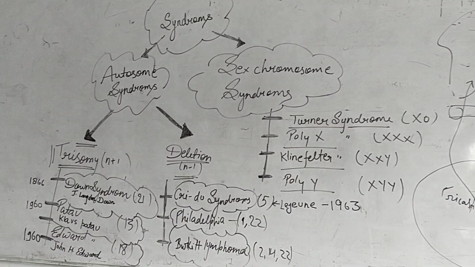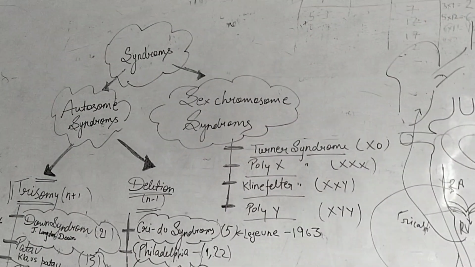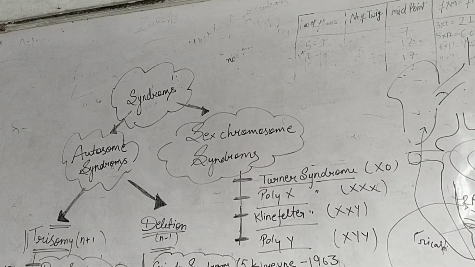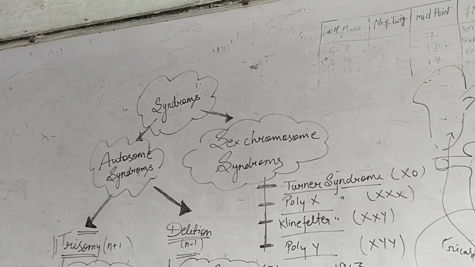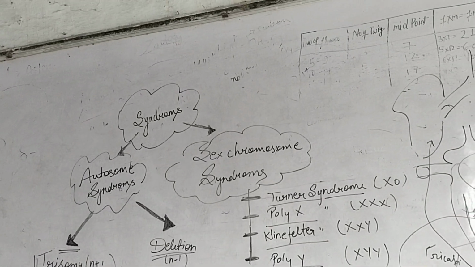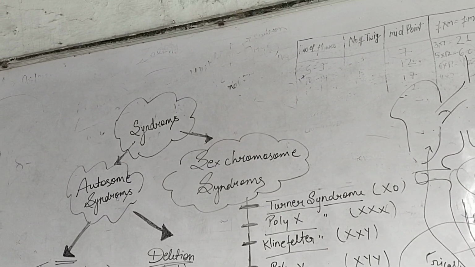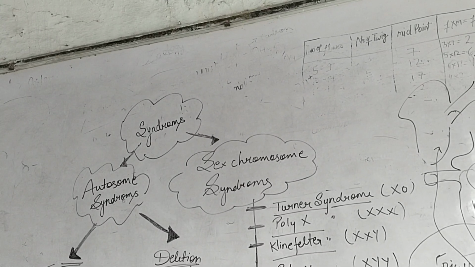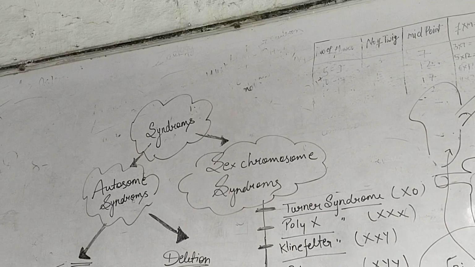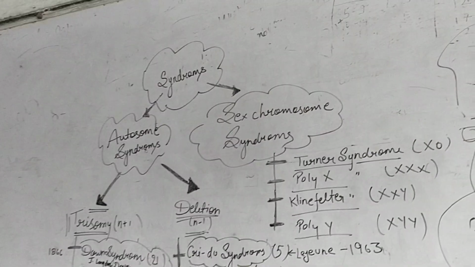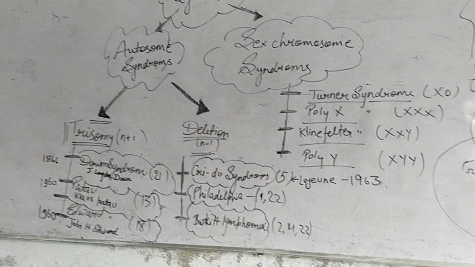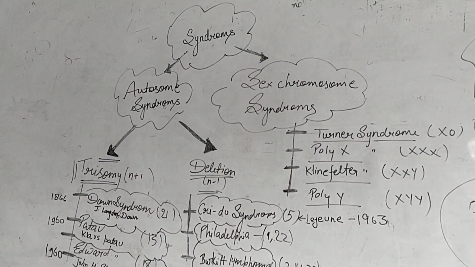Here on this whiteboard, we draw a flow chart. Syndromes are divided into two kinds: autosomal syndromes and sex chromosome related syndromes. We know humans have 23 pairs of chromosomes, in which 22 pairs are autosomes and the last is the sex chromosome. If it is female, it is XX, and in the case of male, it is XY. So first we discuss autosomal syndromes.